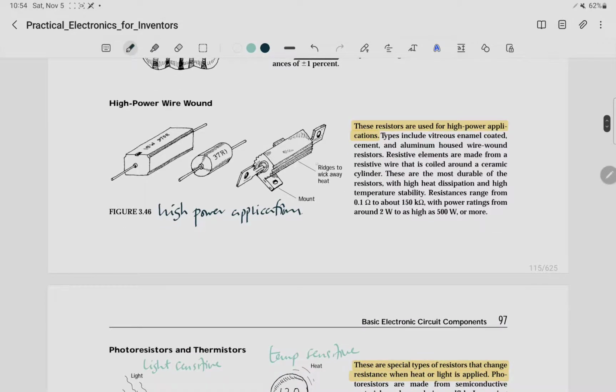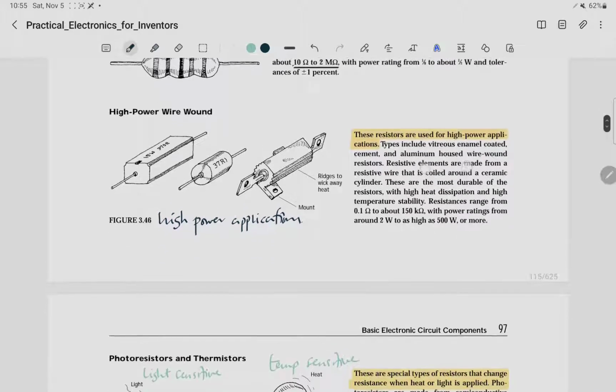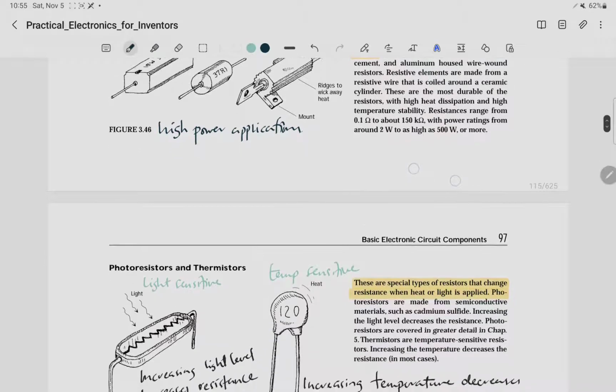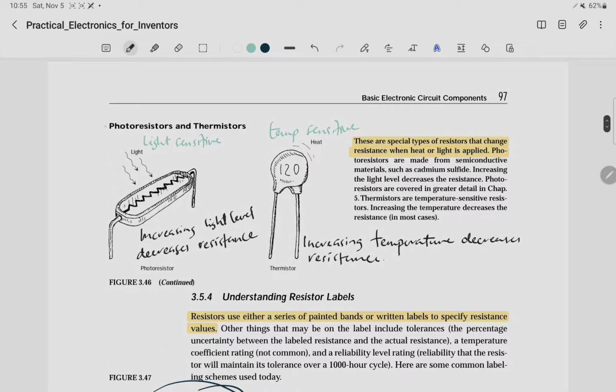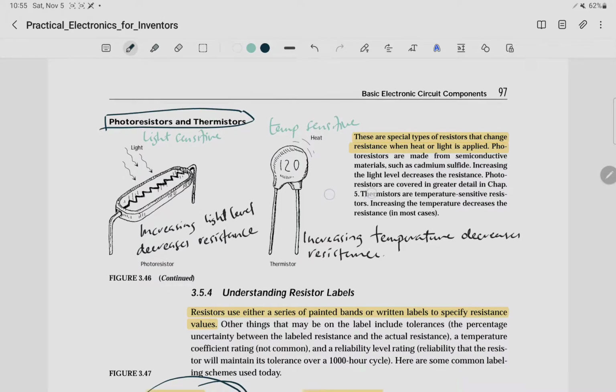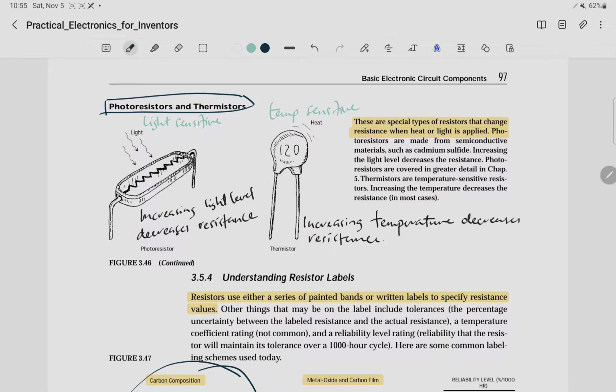Then there are these types of resistors as well, high power wire wound resistors, which are majorly used in high power applications. Then you have these special type resistors. You have photoresistors and thermistors. So you find that a photoresistor is light sensitive. So as you increase the light level, the resistance decreases. And of course, what happens when the resistance decreases? So when you increase your light level, the resistance decreases, and of course more current can easily flow.